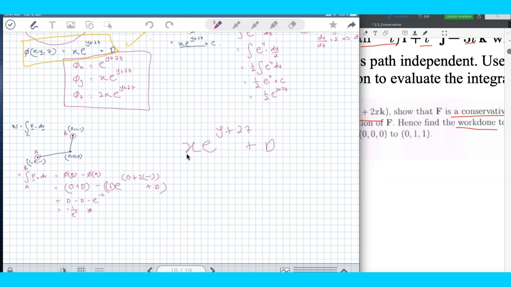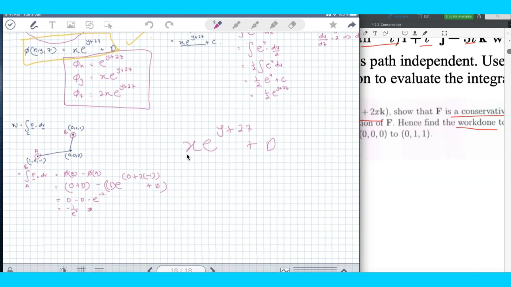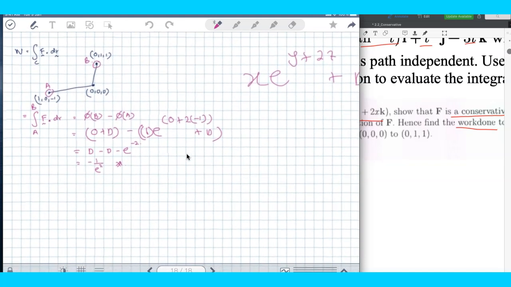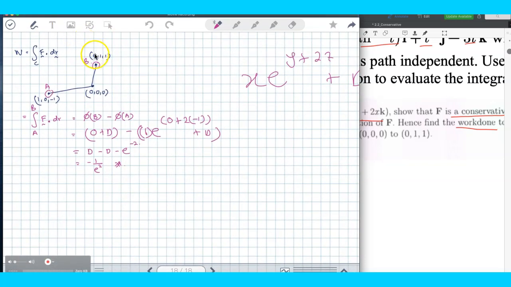So just checking. Your phi is x e^(y+2z), and when we substitute B, because x is 0, everything is 0 and just plus D, minus. Now for point A, x is 1, y is 0, so y plus 2z is 0 plus 2 times minus 1, so you have e to the power of minus 2. The D is gone, and you only have negative 1 over e to the power of 2. Okay, so that is the total work done.